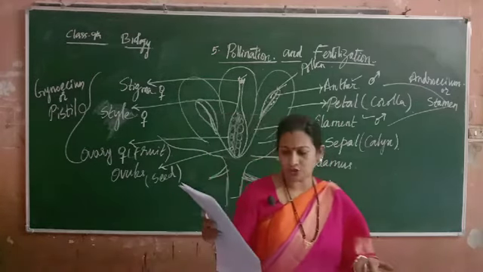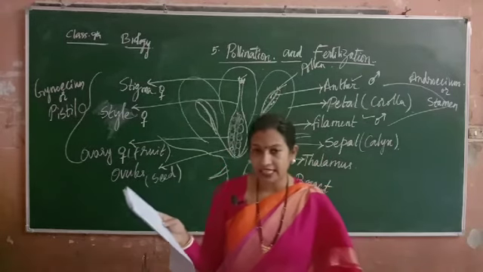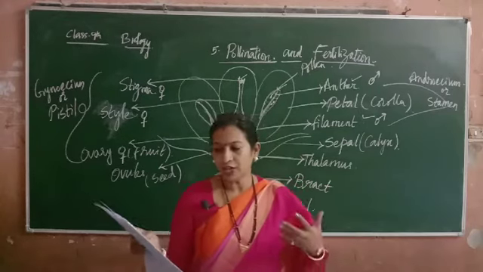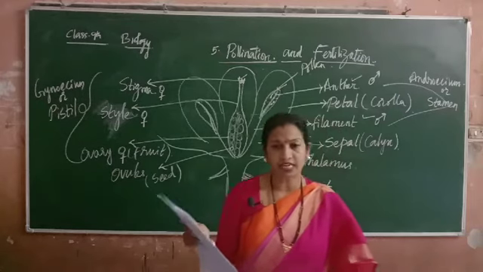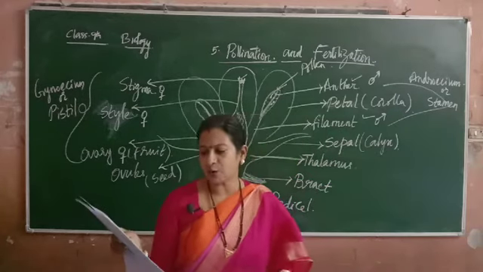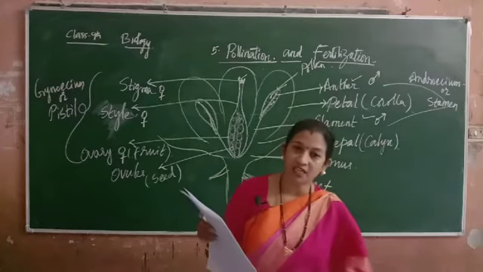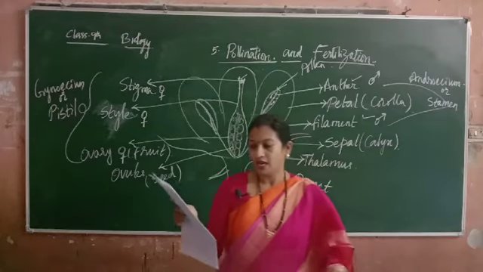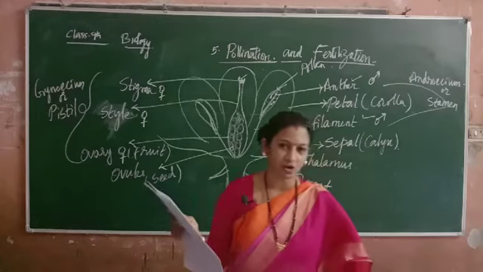What are the advantages of cross-pollination? The offsprings are very healthy. The seeds are produced in abundant amount. New varieties can be obtained. Why? Because it is not a true copy of their parent. So new varieties are obtained. Disadvantages: pollination depends on an external agent, like wind, insects or water and so on. There will be a lot of wastage of pollen here and it is uneconomical also.